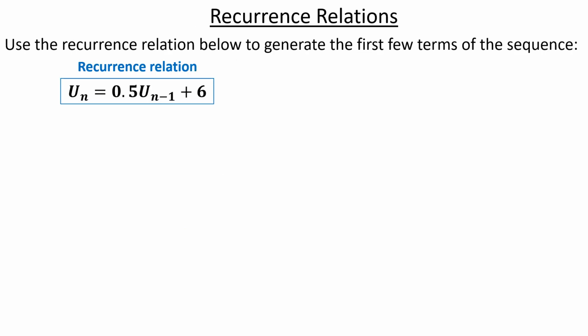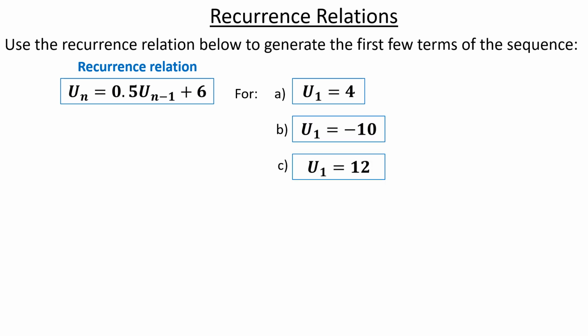Let's explore what happens when we're given a recurrence relation and we're asked to use it. Let's start with this rule. The nth term is always a half of the previous term plus 6, and you're going to explore what happens with a few different starting values. Give it a try and see what you notice.